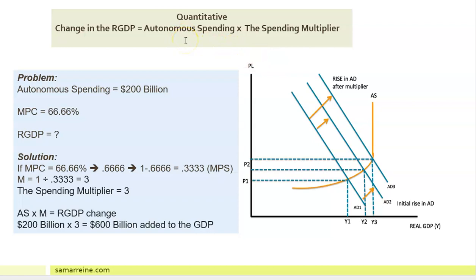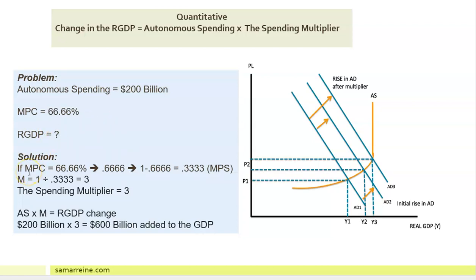Any one of them is going to multiply X number of times, depending on the multiplier, and it's going to change the real GDP by that much. So here's a problem. What if we have autonomous spending of $200 billion? Let's say the government decides to stimulate the economy by buying up merchandise, the equivalent of $200 billion. And they're buying it from businesses. This is the whole point of a stimulus. And we have an MPC, a marginal propensity to consume, of 66.66%, right? 2/3 of the disposable income is getting consumed. What's happening to the change in the real GDP here?